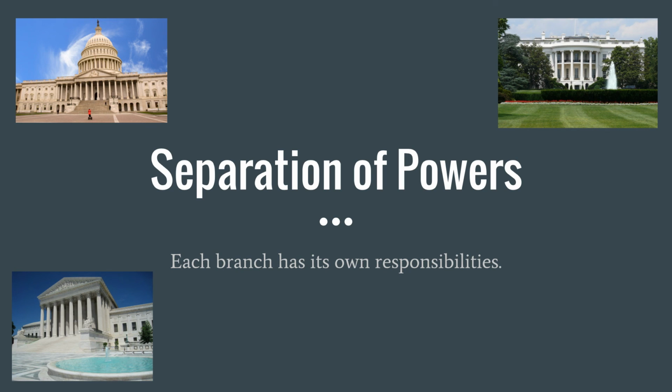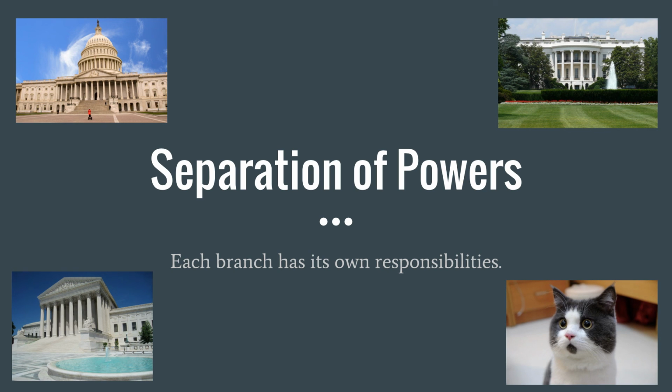That's three branches. You probably are wondering why there's not a fourth picture up here. Well, there's only three branches, so I decided to put this picture of a cat instead. And the cat has fur that makes it look like it's always surprised all the time. That's not its mouth, it's fur. And so it's like perpetually surprised. What is it surprised by? Nobody knows. Anyway, that's separation of powers.